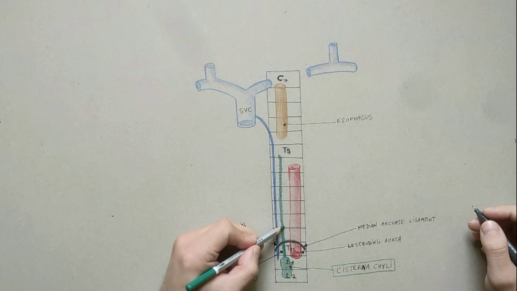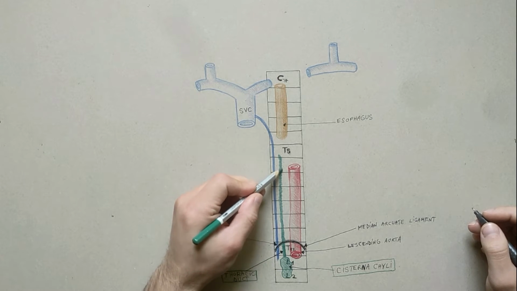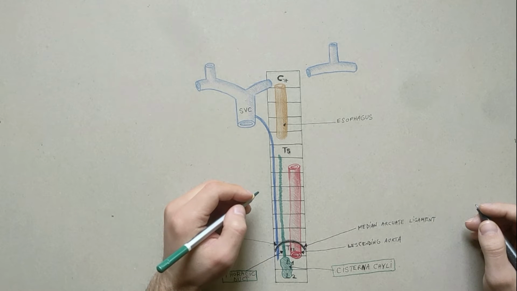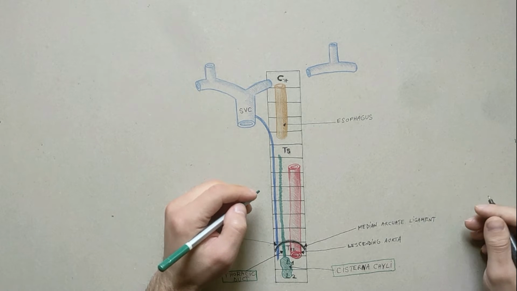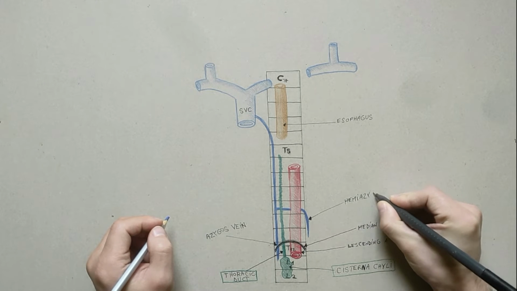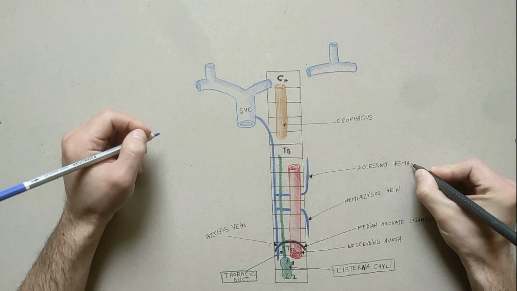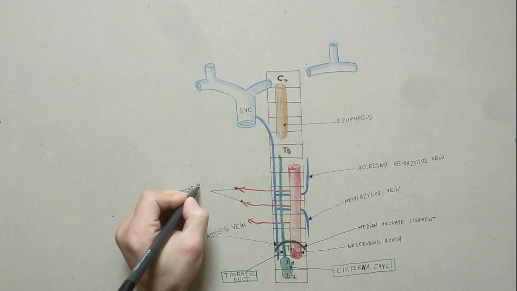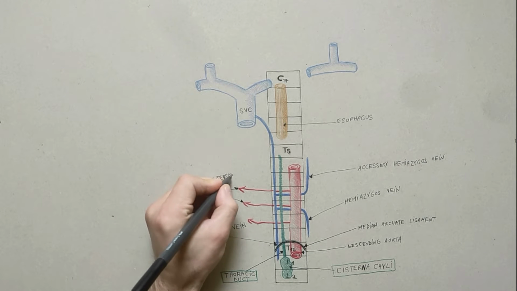In the thorax, it ascends in the posterior mediastinum, to the right of midline, on the front of vertebral bodies. While it ascends, it passes in front of the hemiazygos vein, accessory hemiazygos vein, and right posterior intercostal arteries.